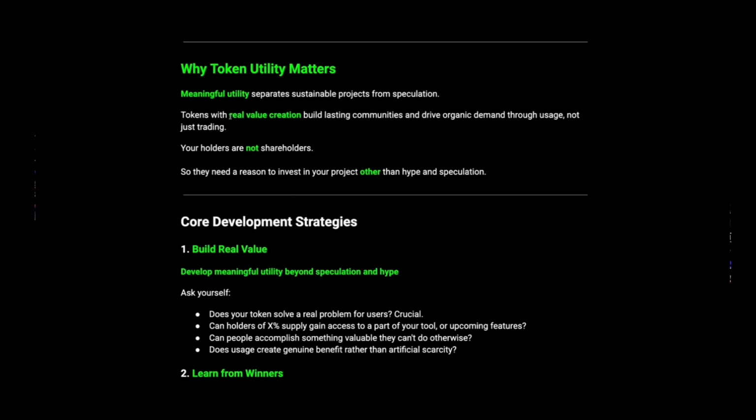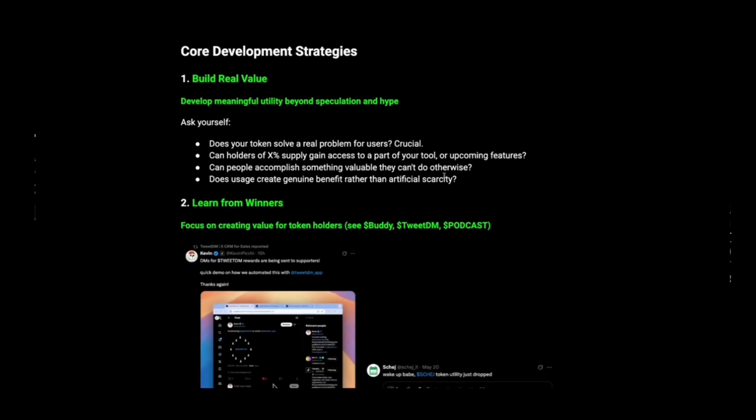So you need to create real value for your project by offering some sort of use case, making your token useful, also called token utility. They need a reason to invest in your project other than speculating on hype. The way to do this is build real value. So start from first principles. What can I do with my token to solve a real problem for real users?